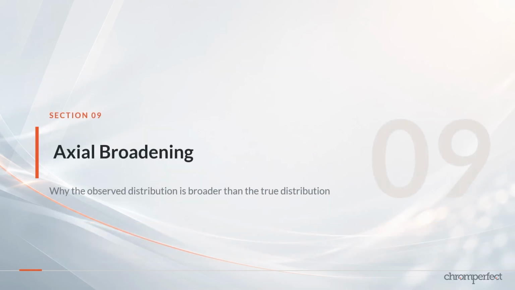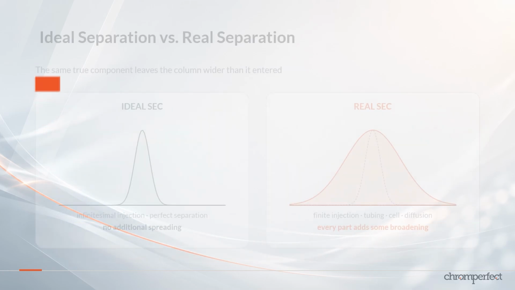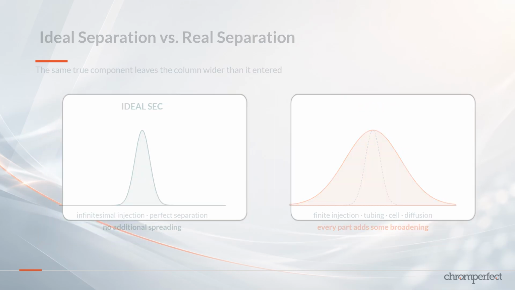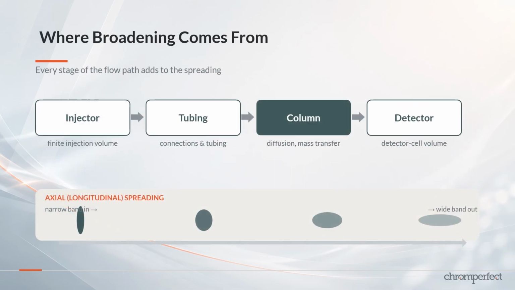Axial broadening. Up to this point, we have assumed ideal chromatographic conditions. Under ideal conditions, the sample would be introduced in an infinitesimally small volume, and the column would separate molecules according to molecular size without adding any additional spreading. Real SEC chromatograms can approach that condition, but can never fully attain it. The injected sample occupies a finite volume.